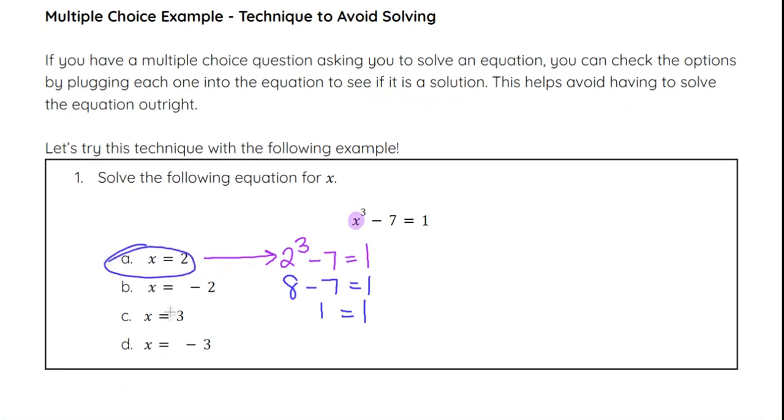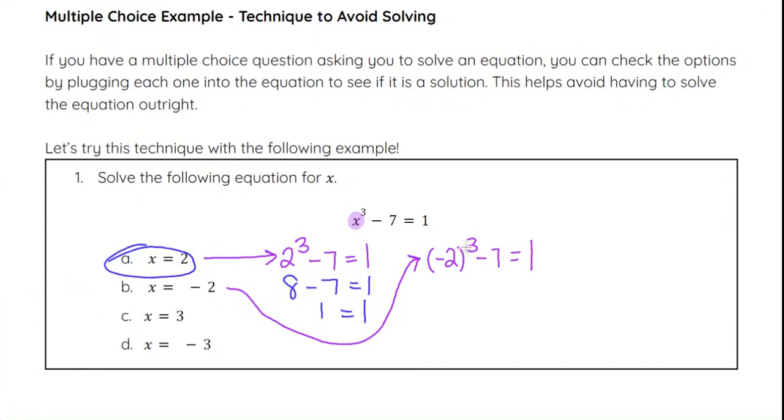Now, depending on the way that the question is worded, if it's select all that apply or things like that, it doesn't hurt if you have the time to check B, C, and D. And you can, especially if you're not confident with whether you plugged that in correctly or not, you can always just double check it. So we have negative 2 to the 3rd power minus 7 equals 1.